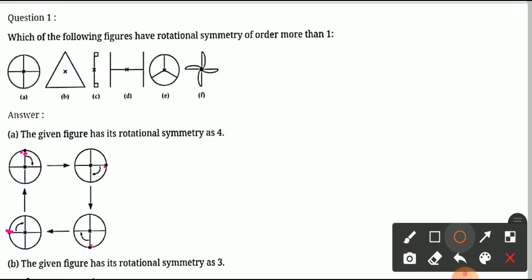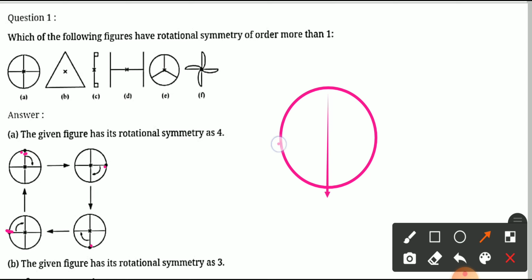Why is it similar? I am not talking about only the circle here, I am also talking about the lines between them. Clear? So this line should be in the same format. So this is first, second, third, and this one is fourth. The fourth time this figure looks the same, so it has a rotational symmetry of order 4.